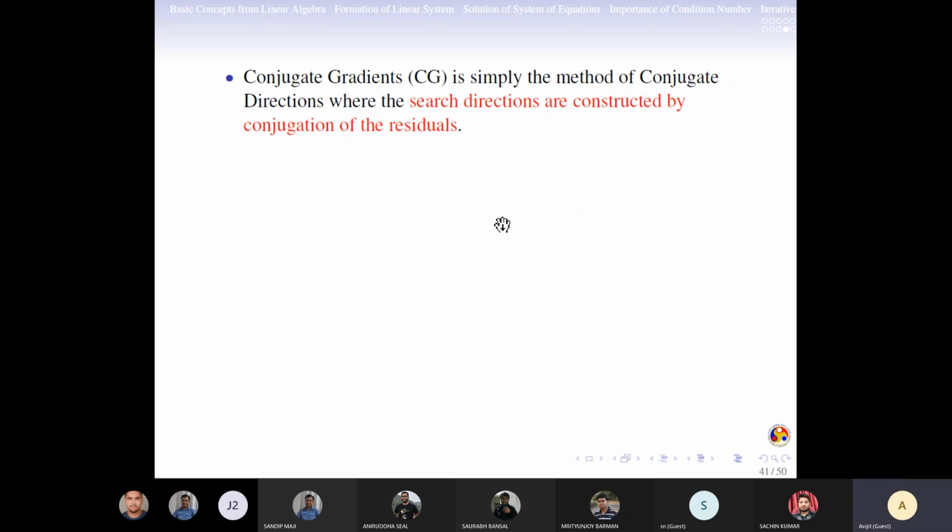The conjugate gradient is simply the method of conjugate directions where the search directions are constructed by conjugation of the residuals. So we are not taking the search direction as the residuals, we are constructing the direction as a linear combination of the residuals. We had our previous residual, now we have our new residual. We will go in a direction given by the linear combination of these two residuals. That will be our new search direction. In this direction we will go and find the minimum point.